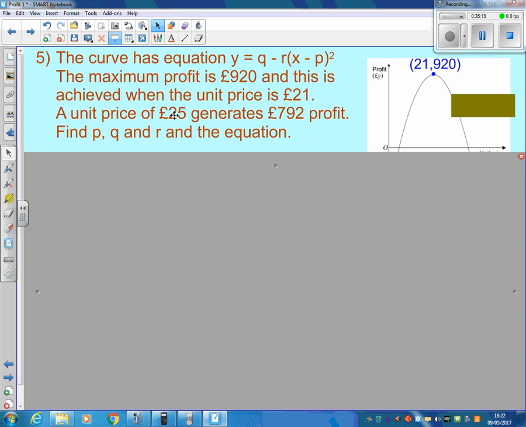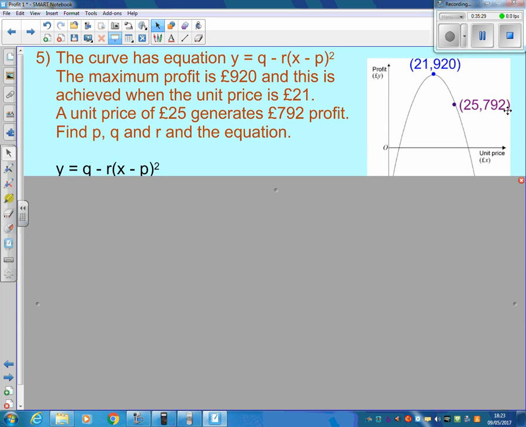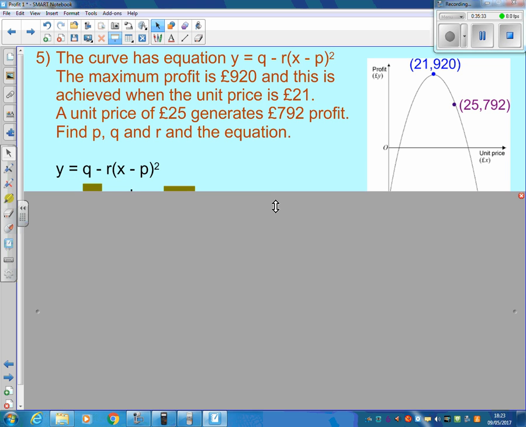A unit price of £29 generates 792. So let's put it on the graph. When we sell it for £29, we're going to get £792 profit. So there's our information. Find P, Q, and R in the equation. Well, straight to the vertex. We know Q, there's Q, the 920. We know P, 21. These two numbers that go there are from your vertex, the maximum profit and the unit price that gives you maximum profit.